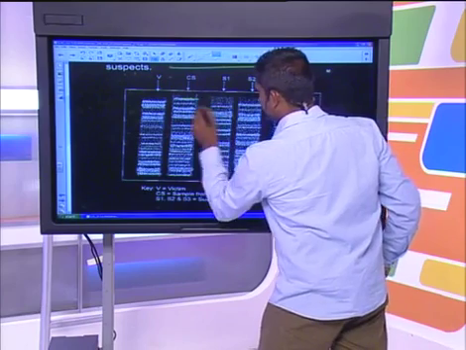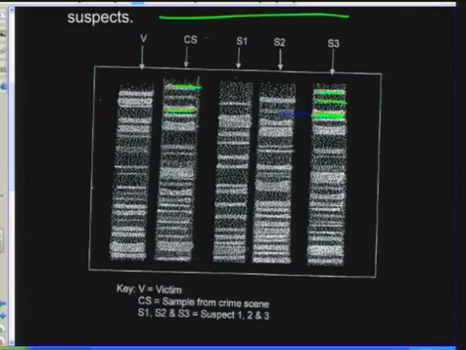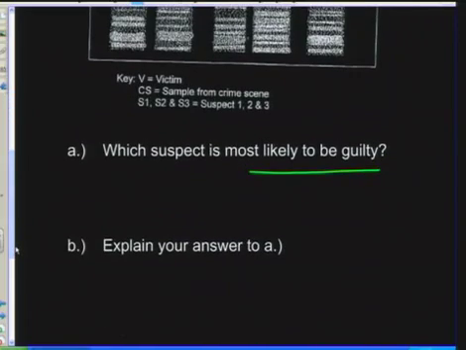If we go down, we can see there's a band that is similar there. We can see that that's similar. So if we go through this entire thing, we can clearly see that although there are some similarities between S1 and S2 with the crime scene sample, there's an exact match of suspect 3 to the crime scene sample. Okay, so very quickly we're going to say which suspect was most likely to be guilty. It was suspect 3.